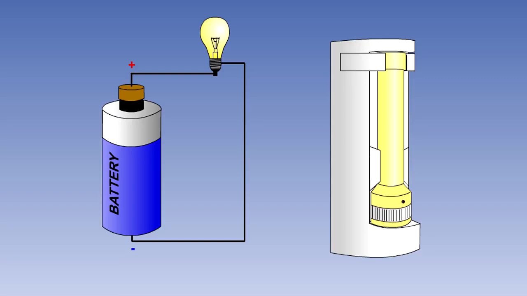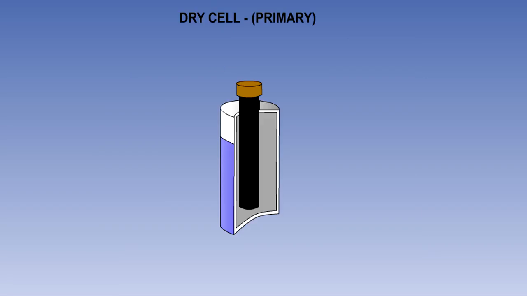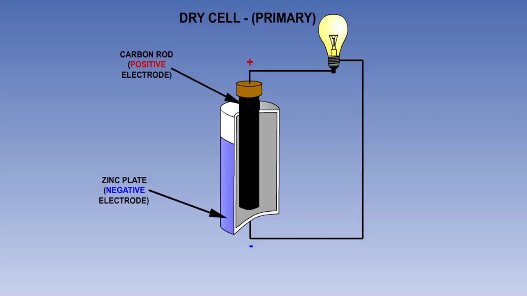Most aircraft torches use single-cell batteries of the primary cell type. A typical primary cell is shown here. The central carbon rod is the positive electrode, and the zinc plate case forms the negative electrode. The electrolyte between the electrodes is in the form of a paste, so batteries of this type are often referred to as dry cells.